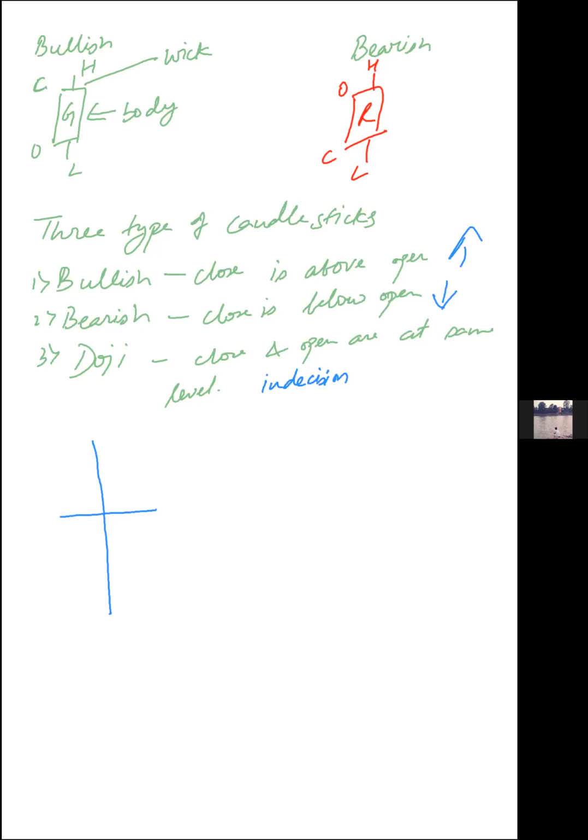There are three kinds of dojis. Here, the high and low are the same, just as in the other candles, and the open and close are together. This is called a long legged doji. Next up, we have a dragonfly doji. Here, the open, close, and high are together, and the low is different. This is called a dragonfly doji.